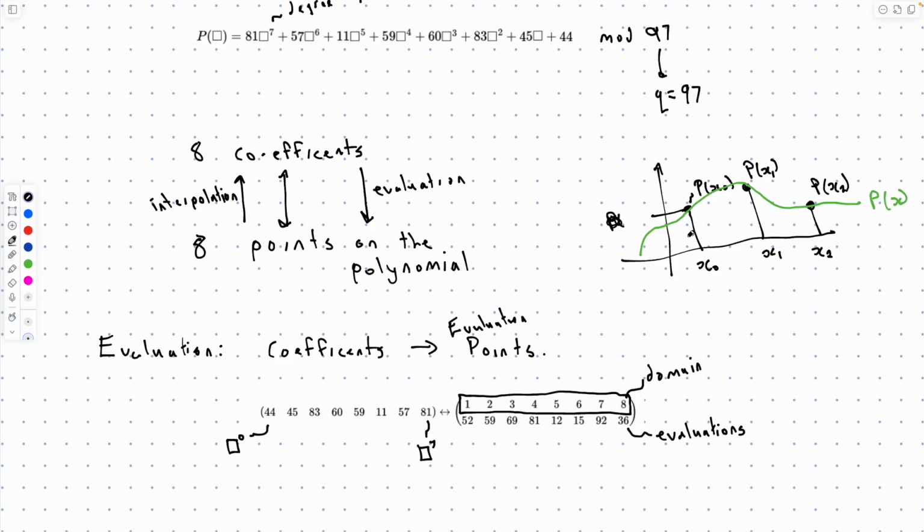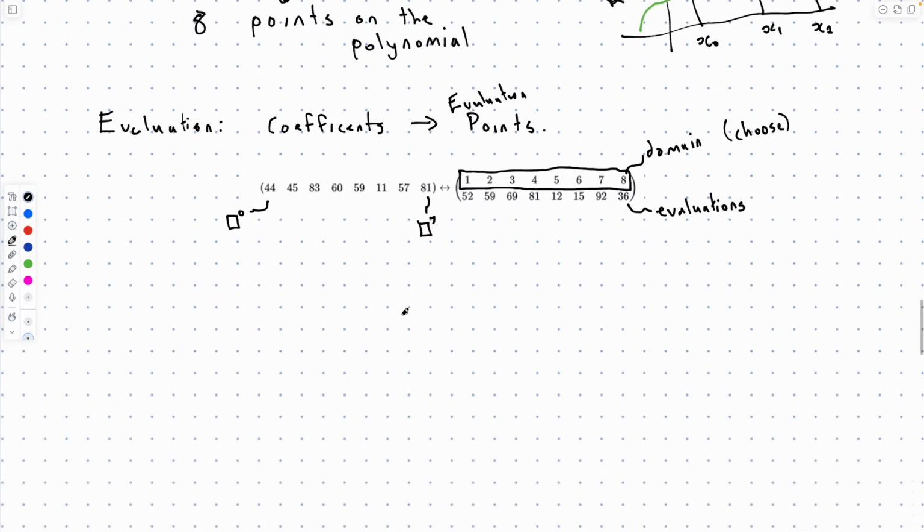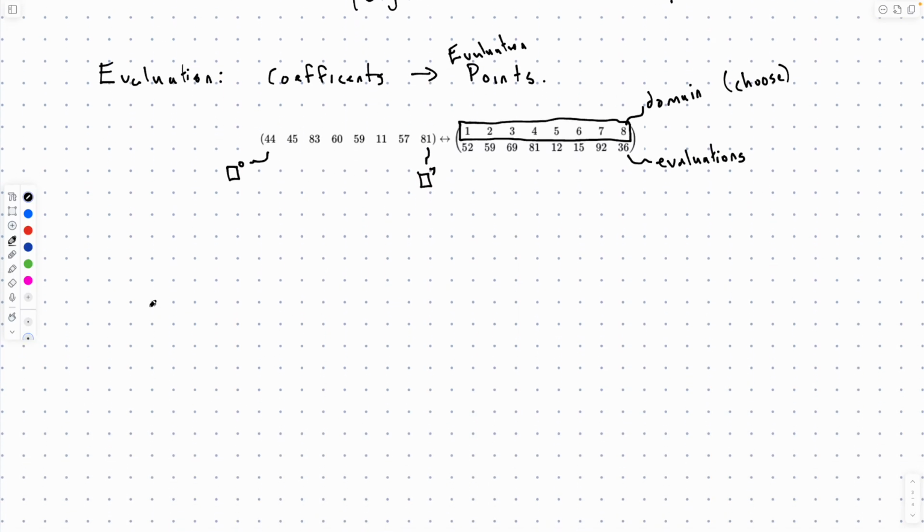So the domain, you can choose it. It doesn't have to be this. The coefficients you have no choice over. The coefficients are the coefficients. They define the polynomial. Once you choose a domain, the evaluations are locked, right? They are what they are. That's the polynomial defining them. But the one degree of choice I have is that I could choose the domain if I wanted to. So we'll come back to why that's important in a second.